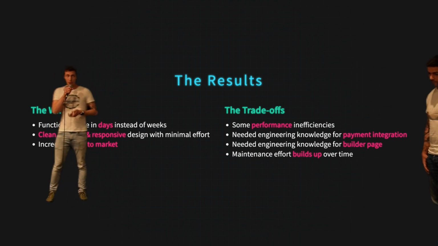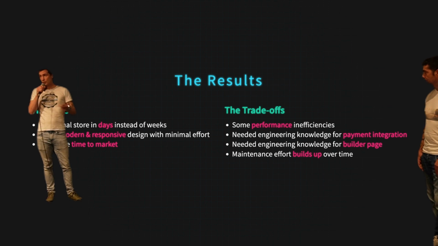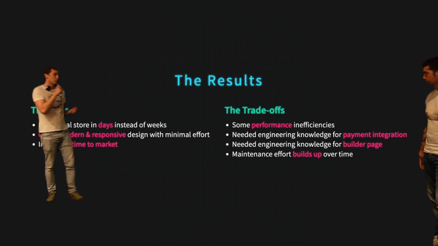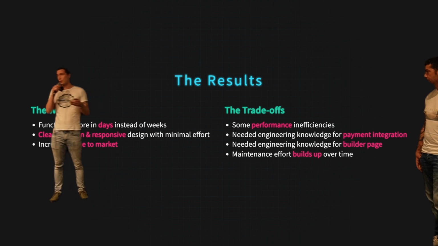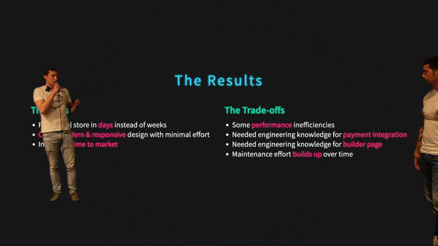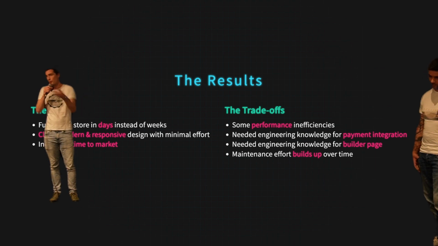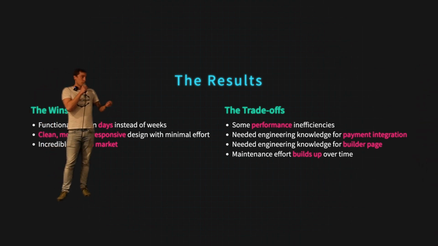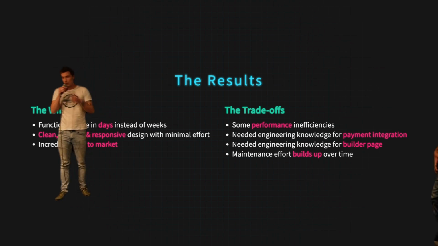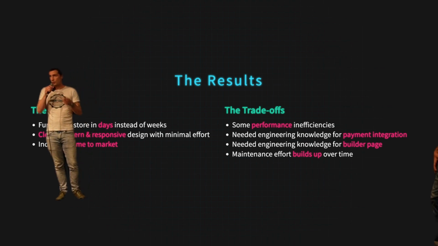What are the trade-offs, though? Some performance inefficiencies, so engineering needs to step in here, and it also needs to step in on every major part of the e-commerce flow, for the payment integration, for the builder page, which is a more complex page, but other e-commerce parts can be just as complex. And for the maintenance effort, we need to keep an eye on it constantly.